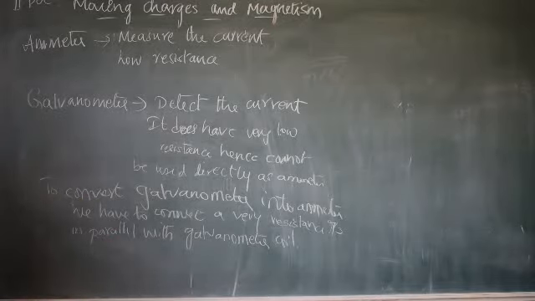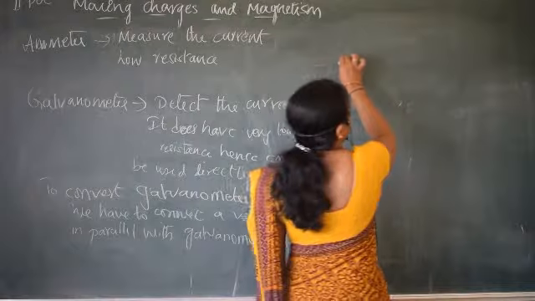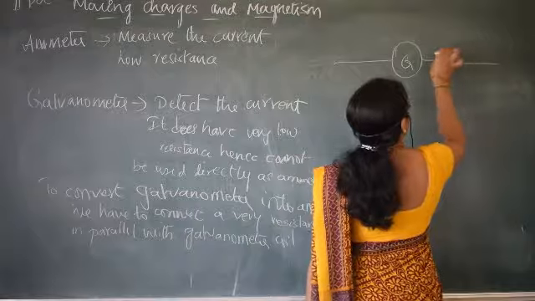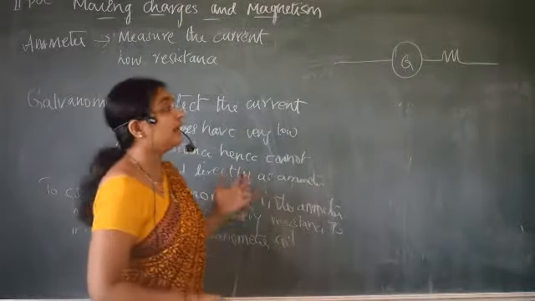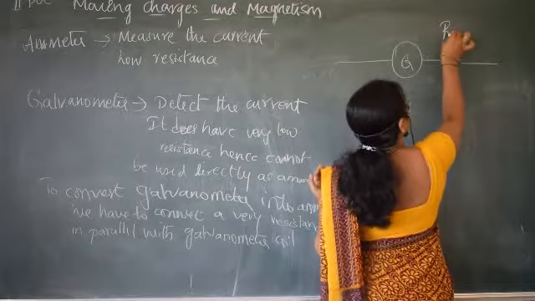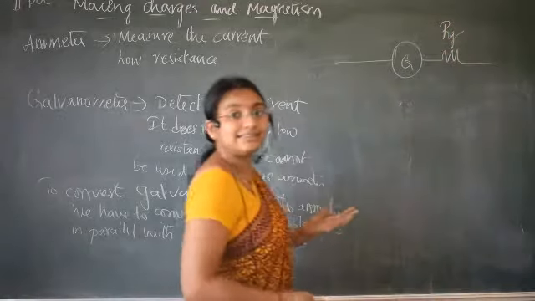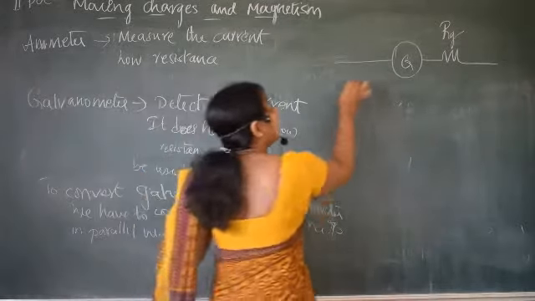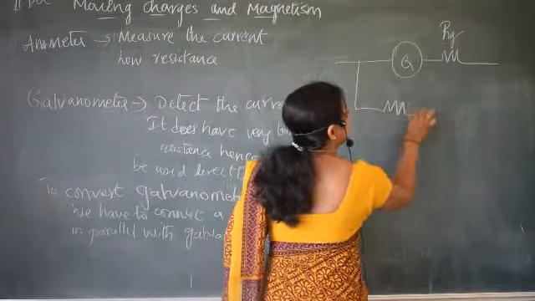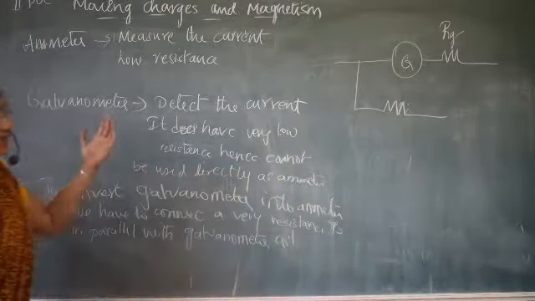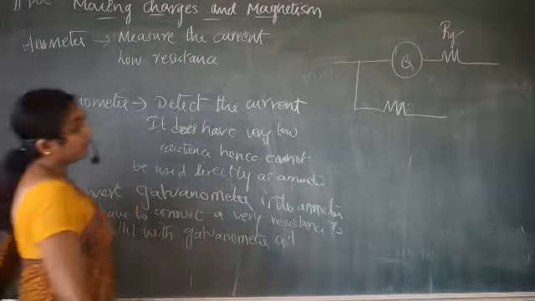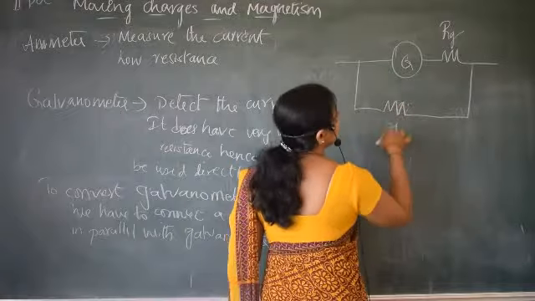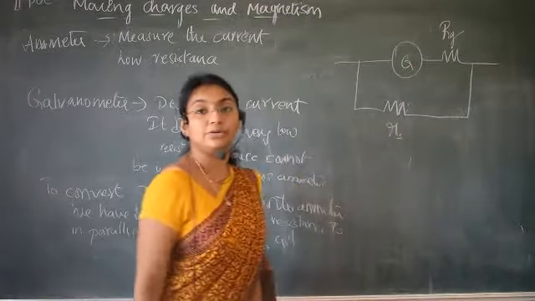See here, I will show what it is. Let us take this as a galvanometer G. It has its own internal resistance, so let me mark it as capital R G. This one's internal resistance is not very low. So what we will do is connect a very low resistance resistor, that is Rs, in parallel with the galvanometer.